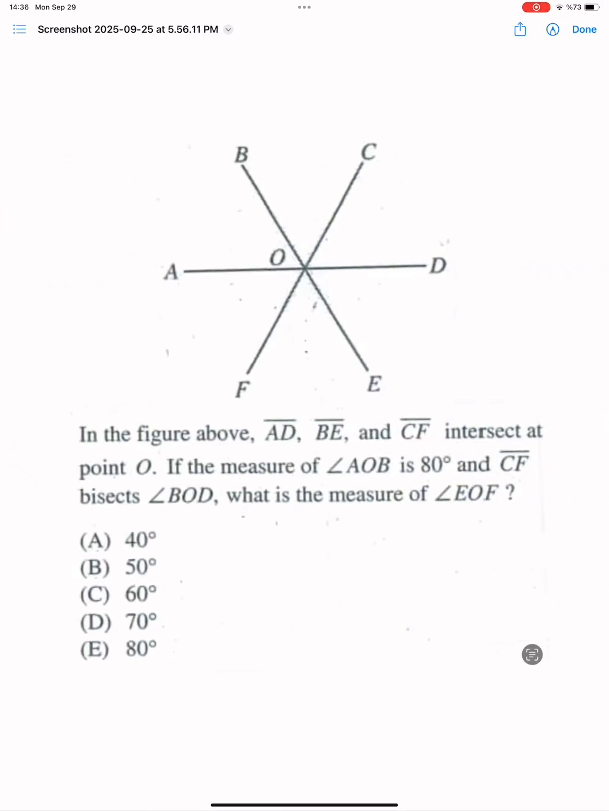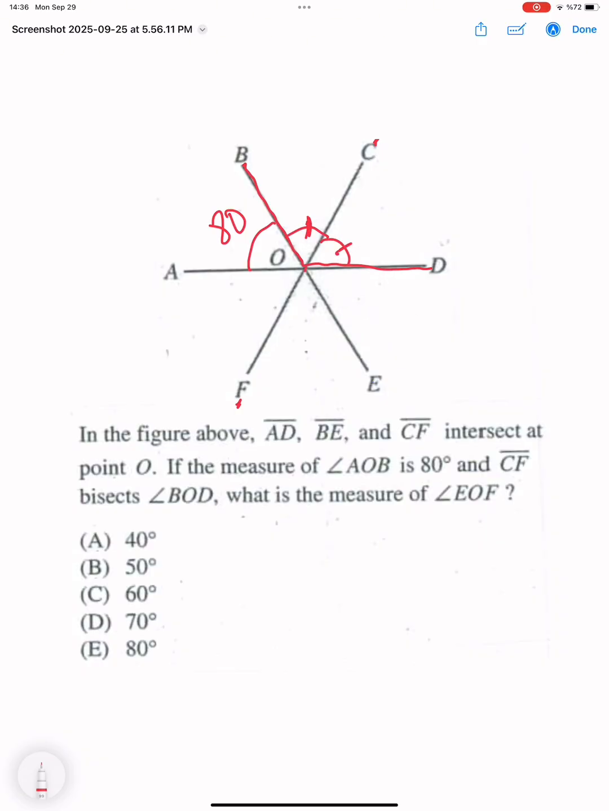Second, in the figure, AD, BE, CF intersect at point O. Alright. If the measure of AOB is 80, so this is 80. And CF bisects BOD, so it splits evenly. What is the measure of EOF? So where is BOD? BOD here, which means that this angle and this angle are equal to each other.